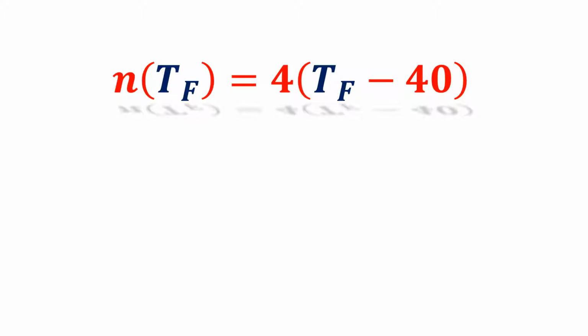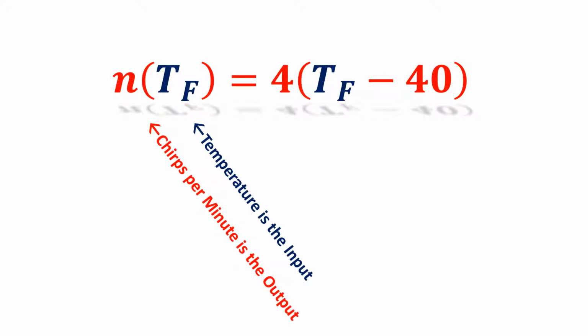Well, let's take a closer look at Dolbear's law. Here we have the formula that he came up with. On the left we have n as a function of t sub f. So n is the number of chirps per minute as an output, and t sub f is our input, the temperature in degrees Fahrenheit. In order to convert temperature into chirps per minute, we apply the function rule, which says subtract 40 from the temperature and multiply the result by 4, and that'll give us the number of chirps per minute. So the temperature is the input to this function, the chirps per minute is the output, and the function rule is basically the chirps per minute formula.